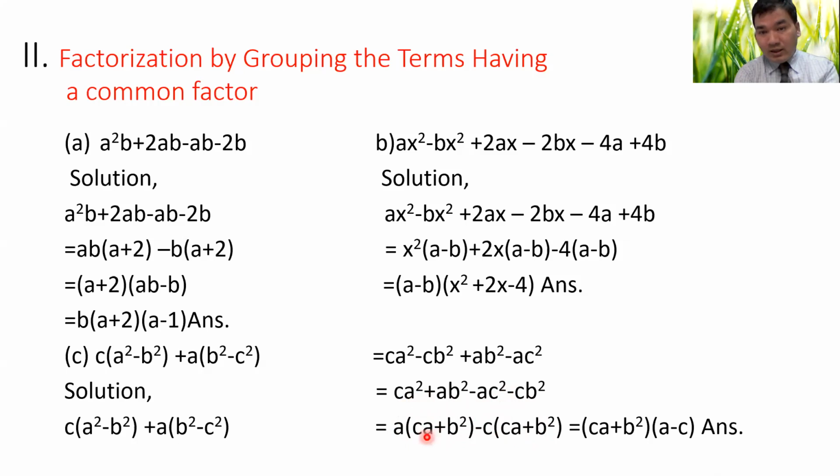Now look at this remaining in the bracket and this remaining in the bracket are the same. That means we have made the correct group. This bracket remaining and this bracket remaining must be the same to make the correct group. Now these two terms are common. Take common ca plus b square, and what is left here? a, here is minus c, right? a minus c in the bracket. This is the answer. Like this you have to solve by grouping.